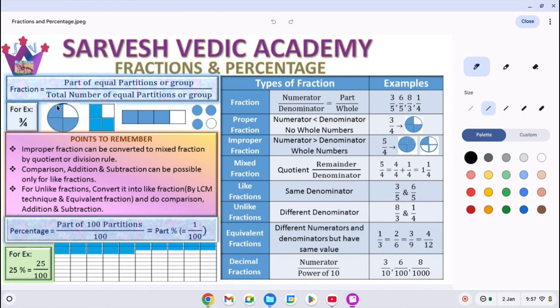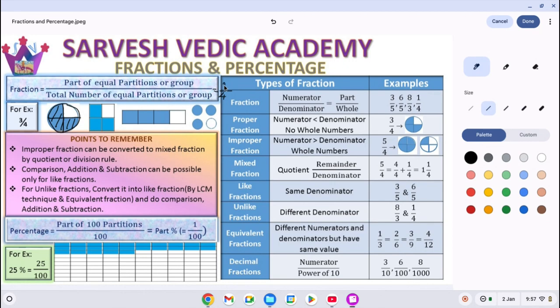Suppose we are having a whole cake with us. We are going to split this cake into 4 equal parts. Out of these 4 equal parts, if you shade 3 equal parts, we can represent this scenario in terms of part by whole. Here, in the denominator, we are representing the total number of equal partitions. How many total equal partitions are there in this figure? 4 equal partitions. Out of these 4 equal partitions, 3 parts are shaded.